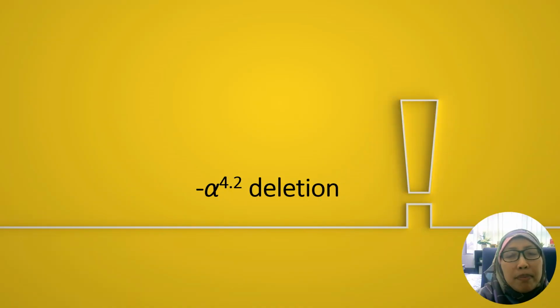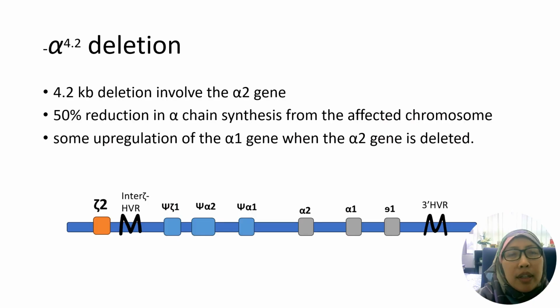Now let's learn a bit more detail about the alpha 4.2 deletion. It is a 4.2 kilobase deletion which involves the alpha 2 gene. It results in about 50% reduction in alpha chain synthesis from the affected chromosome. Although the alpha 2 gene is usually responsible for about 70% of the alpha chain production, there is some upregulation of the alpha 1 gene when the alpha 2 gene is deleted.